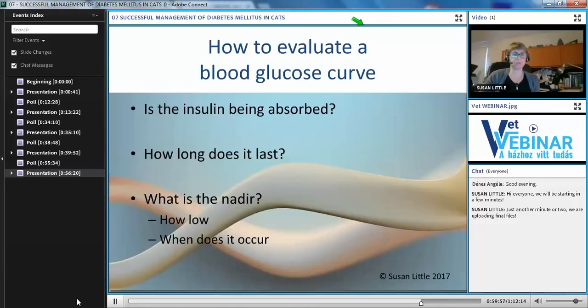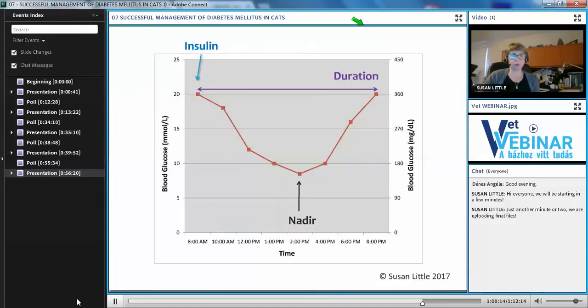When we do look at a curve, we want to ask a couple of questions. We want to ask, is the insulin being absorbed? How long is the effect of the insulin? And what is the low point? How low does it go? And when in the day does that occur? So we'll look at a blood glucose curve to answer those questions.